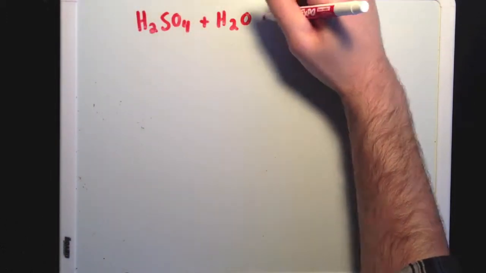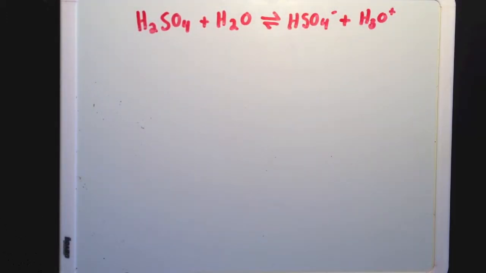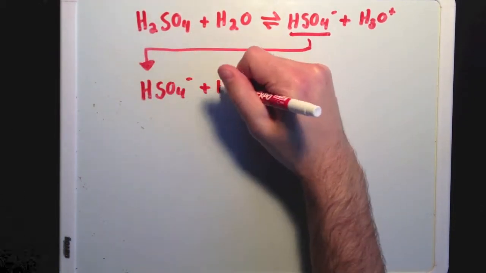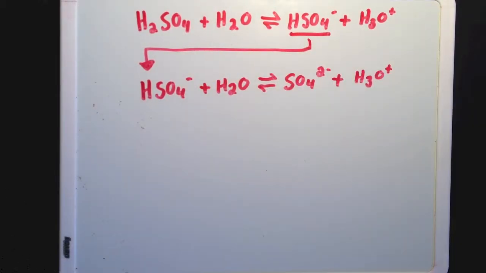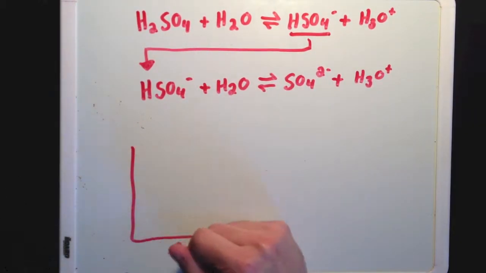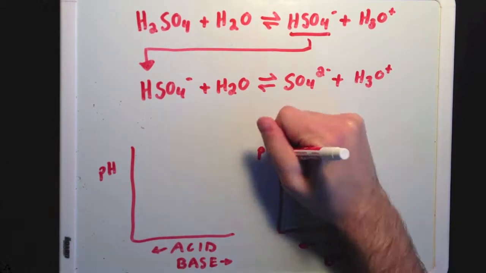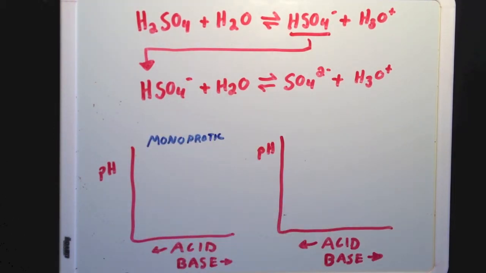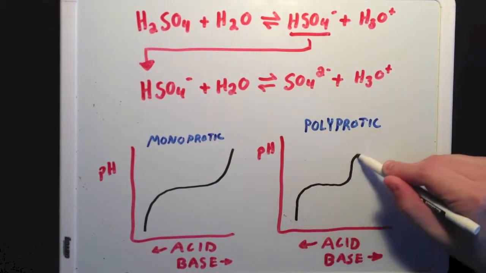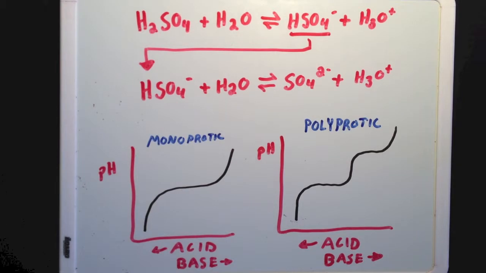Now let's look at sulfuric acid. It can react with water to form hydronium and its conjugate base hydrogen sulfate. But what's interesting is that despite being a conjugate base, hydrogen sulfate can also act as an acid. It can react with water to form hydronium and its conjugate base sulfate. This makes sulfuric acid a polyprotic acid, as it has more than one proton to give, and makes it appear as though it has two different buffering zones on a titration curve instead of just one.